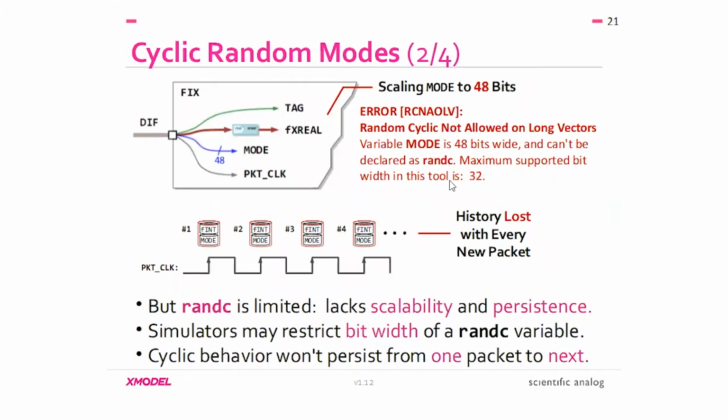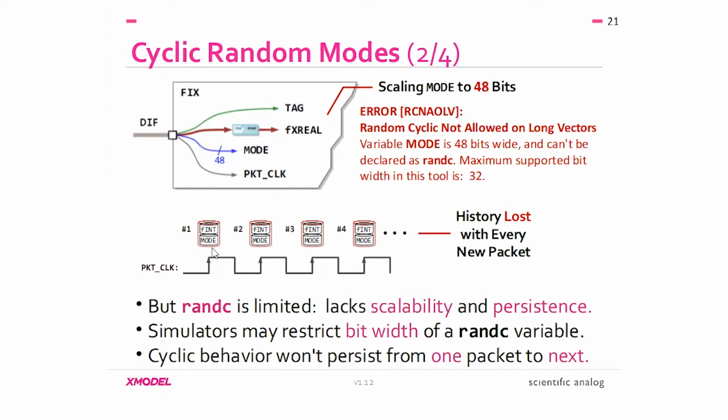Number one, suppose your analog IP was more complex, and instead of 3 mode bits, it had 48. Well, you're out of luck. You'll get a fatal syntax error when you read the code into the simulator. In this tool, the limit is 32 bits on a RAND-C variable. So it's not very scalable.